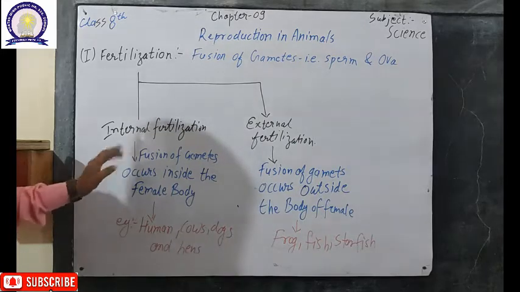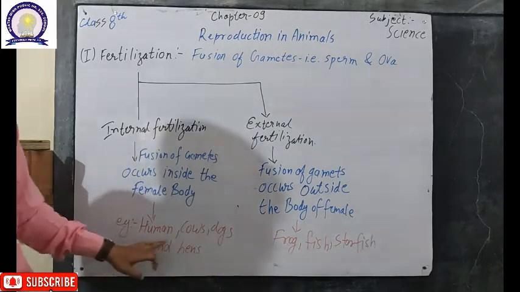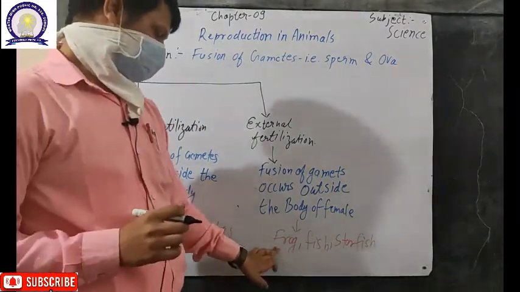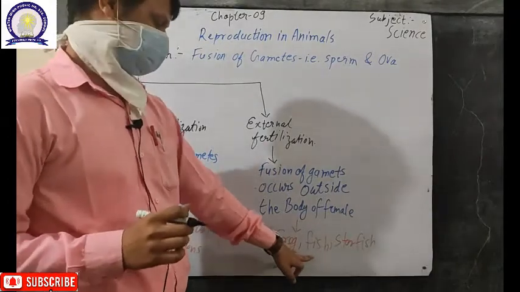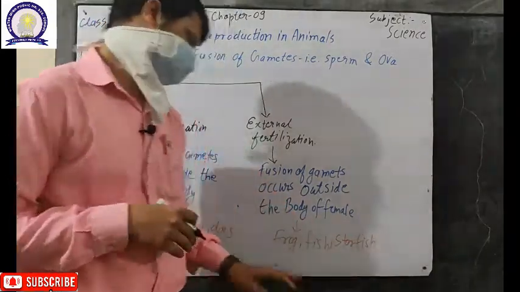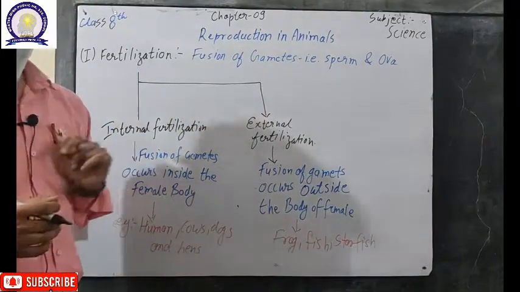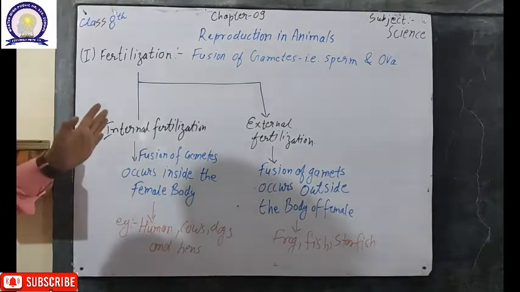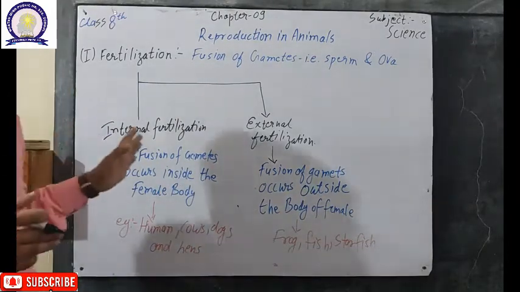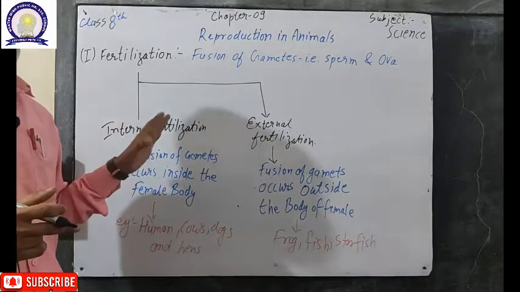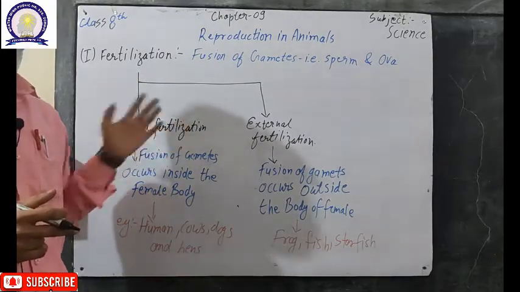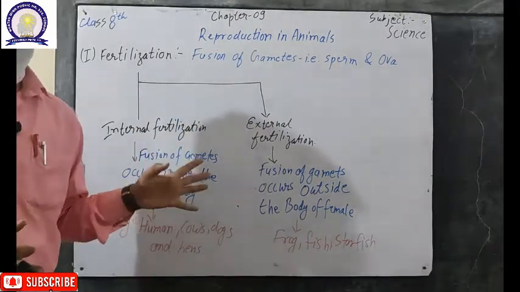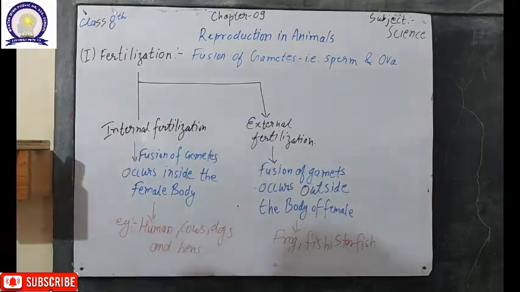For example, the most common examples of internal fertilization are humans, cows, dogs, and hens. In external fertilization, the most common examples are frogs, fishes, starfishes, and many more. So here are the basic types of fertilization. Now after fertilization, a special type of cell is produced, called a zygote. The zygote is converted into an embryo, and the development of the embryo occurs. How does the zygote convert into the embryo and develop inside the uterus? That will be discussed in the next section.